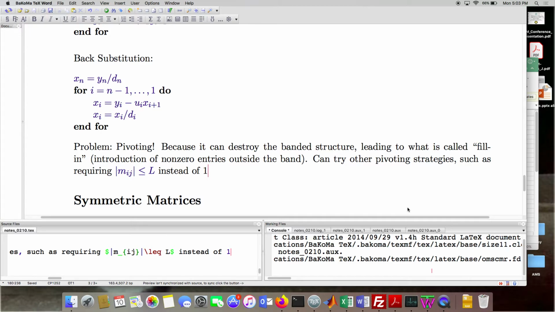So it's quite a mixed bag. You have a great efficiency gain, unless you're pivoting. Okay.